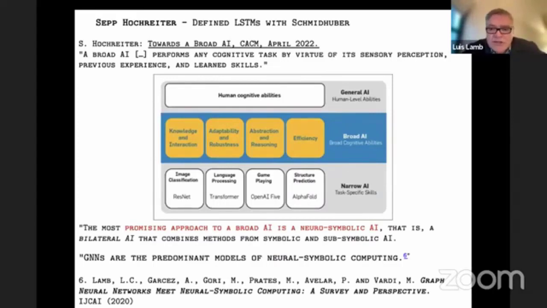In order to build general AI that has human-level abilities, one first has to build what he called broad AI systems. And these broad AI systems show different cognitive abilities, for instance, the ability to abstract and reason upon information. And he saw that one of the most promising approaches to build broad AI is neurosymbolic AI. He called neurosymbolic AI a bilateral AI that combines methods from symbolic and subsymbolic AI.